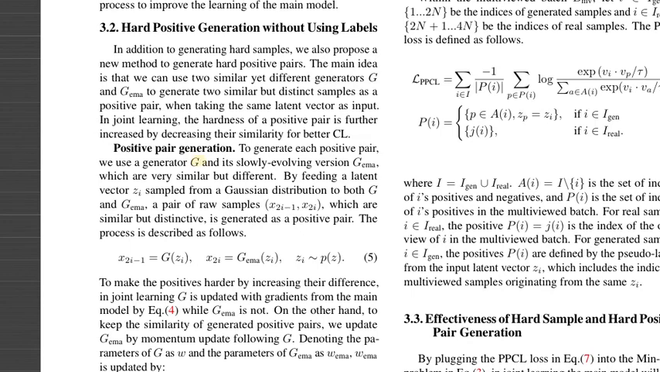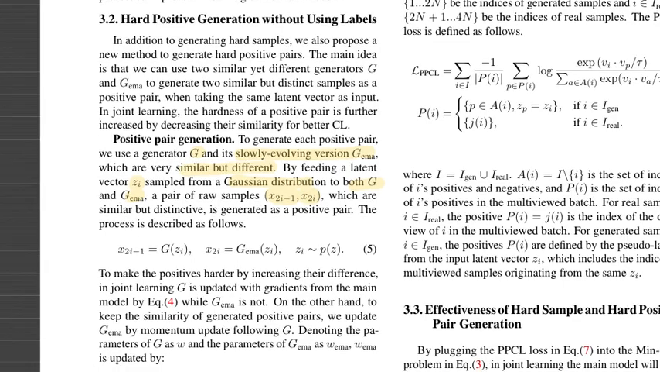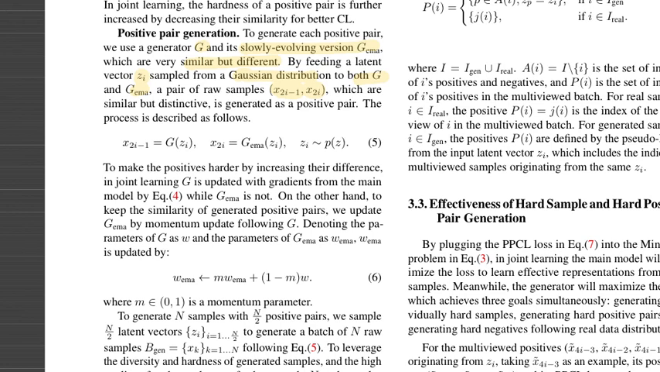They would use this generator, and then they also use this slowly evolving version, G EMA, to basically generate similar but different images, meaning images that have the same identity but are different. Meaning, per the description of this paper, similar but distinct. So they sample a z_i from that Gaussian distribution and feed it to G and G EMA, and they would produce x_{2i-1} and x_{2i} as two samples, and consider the same pseudo label for them. G is learned in joint learning, but G EMA is not.